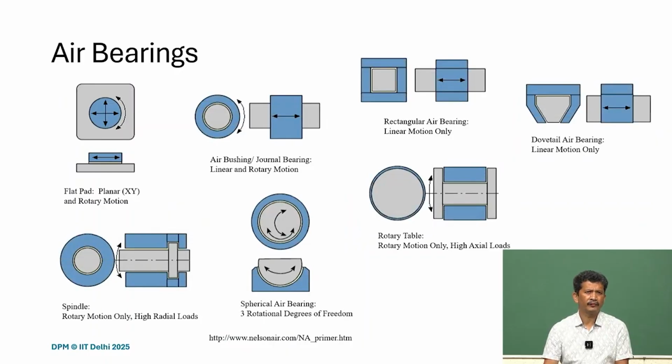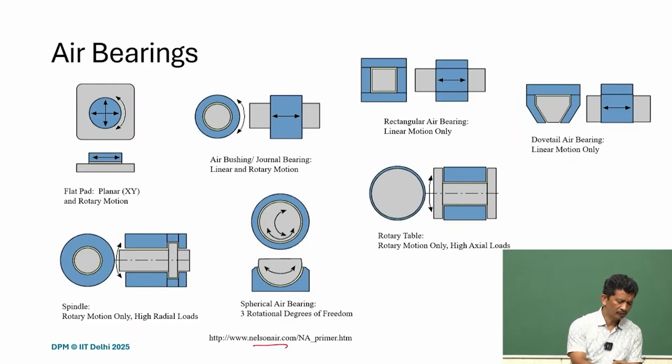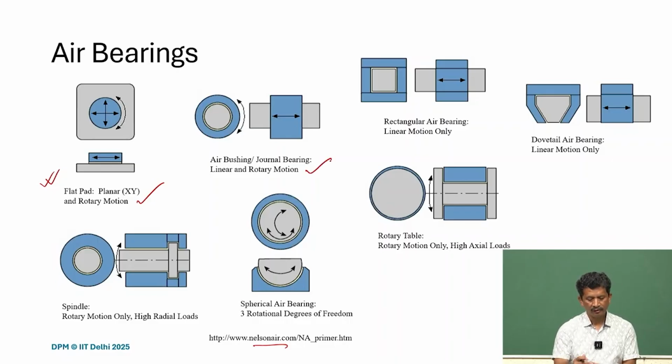So, we can see that New Way is a Nelson here. It's from the website, and what we can see is any kind of motions you want to have, you can get these kinds of elements. So, for instance, planar X, Y, and rotary motions. Here you have even journal bearings, air bushings. You can have a rectangular air bearing as well. It can be embedded on all the sides, and it can slide easily.